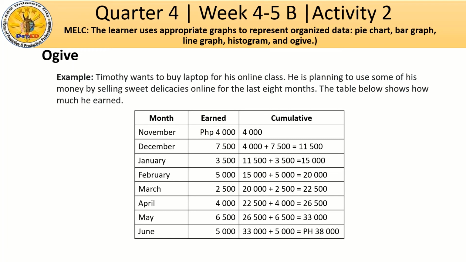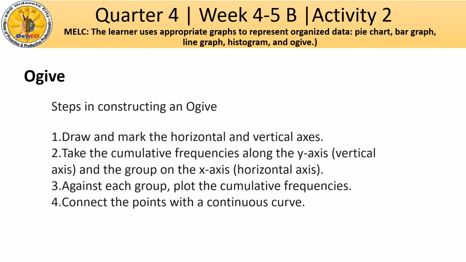And for April, we have 4,000 plus the previous, so the sum is 26,500. For May, we have 6,500. The previous is 26,500 plus 6,500, the present earnings, so we earned a total of 33,000 pesos. Then for June, we have 5,000. So 33,000 plus 5,000 is equal to 38,000 pesos.